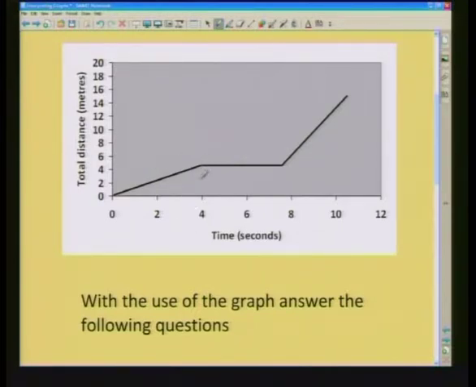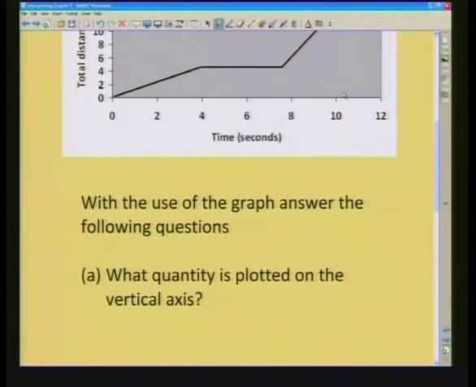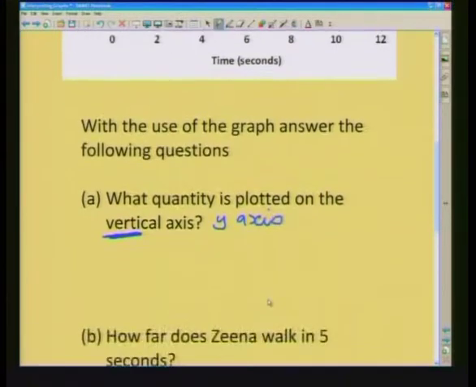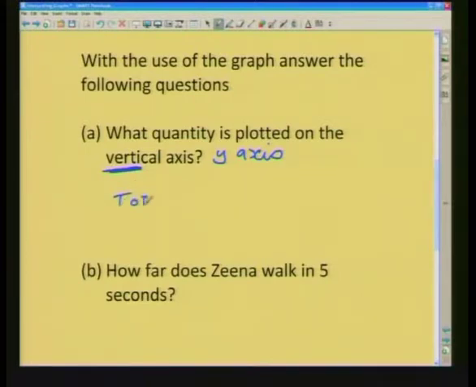And then from the 4th second to about the 8th second, we see that that's just a horizontal portion, which means that no movement happened there. So in other words, it was a time when she rested. And then she started walking again from the 8th second to the 10th second. All right, so they say with the use of the graph, answer the questions. Firstly, what quantity is plotted on the vertical axis? Remember, vertical is another way to say the y-axis. So on the vertical axis, we had total distance being plotted, and that was in meters.